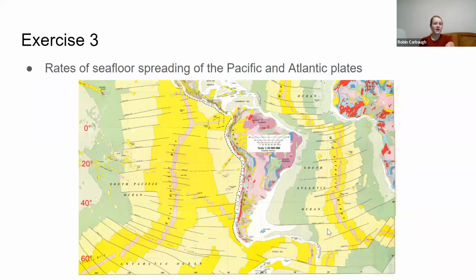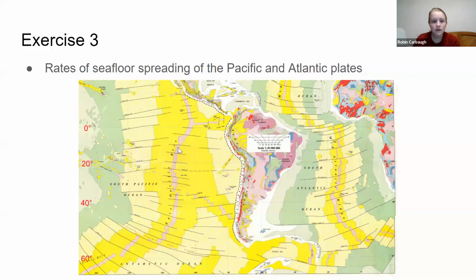Okay, so the last exercise, this one gets a little confusing, but I'll explain it. We're looking at the rates of seafloor spreading of the Pacific and Atlantic plates. So right here on the left side of this map is the Pacific plate, and on the right, this is the Atlantic plate. So seafloor spreading occurs often in the middle of oceans here, where new magma is coming up and it's going to push the plates apart. We call that a divergent boundary. And we can measure that spreading to get rates of movement.